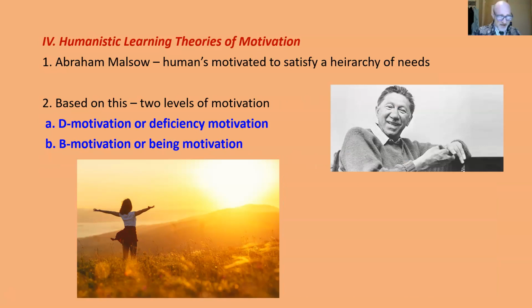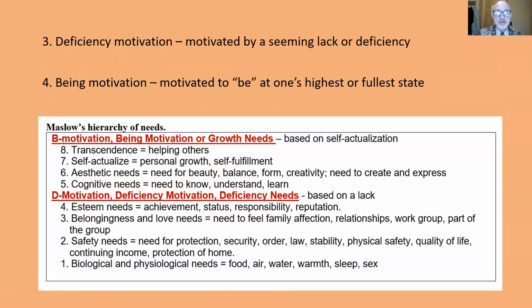Humanistic motivation. Abraham Maslow: humans are motivated to satisfy a hierarchy of needs based on 2 levels: D motivation, deficiency, or B motivation, being motivation. Let's unpack them. Deficiency motivation. You are motivated by a seeming lack of something. Lack of food, lack of love, lack of safety, lack of self-esteem, lack of belongingness. You act to fulfill this need. Low-level motivation. No one acts exclusively at any level, but it helps you understand, again, human behavior, what their motivation is.